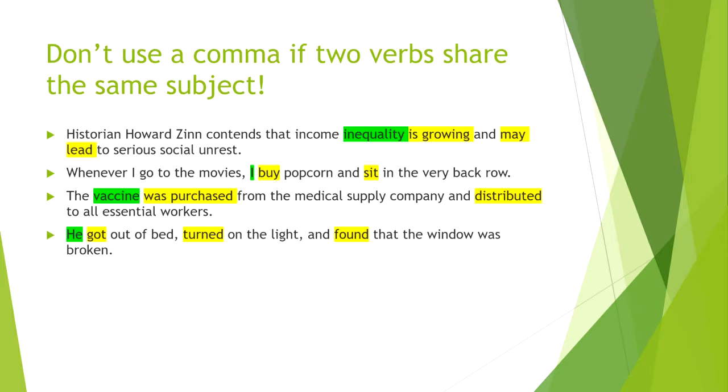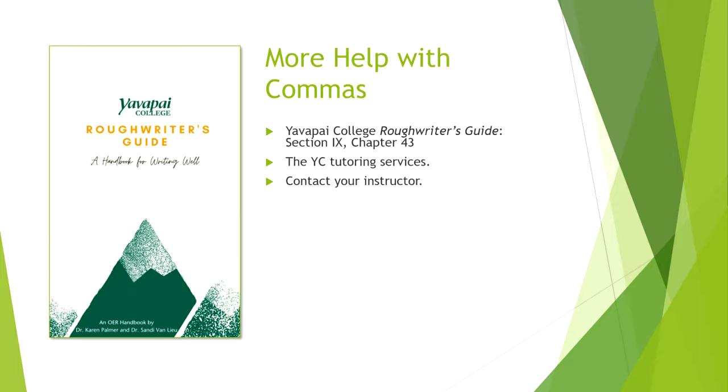Here's another example. In this case, you have the comma before the conjunction, but for a different reason. It is a series of three or more. So he got out of bed, turned on the light, and found that the window was broken. It's all sharing one subject, but because you have three, you do need the comma. But that's for a different reason, not because it's a compound sentence, but because it's a series. So I hope that helped clarify a few things for you about using that comma in a compound sentence, and also when not to use it.